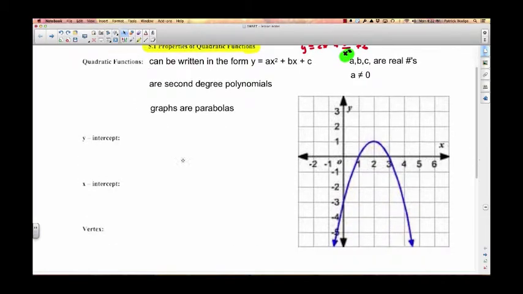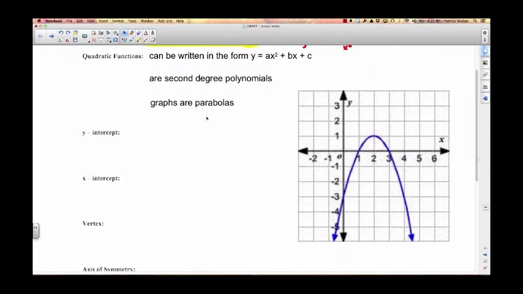And all the graphs will be parabolas for quadratic functions. A parabola is like this shape, this blue shape right here. That is a parabola. So what this section is all about is looking at the properties of not particularly this parabola, but of parabolas. What are some of the features that we can identify of a parabola? Well, one thing is the y-intercept. So we've talked about y-intercepts before.